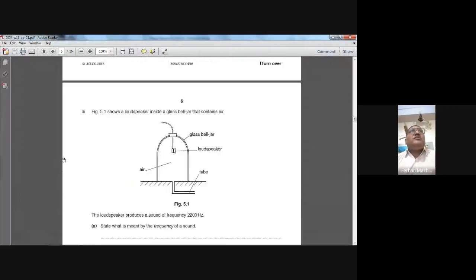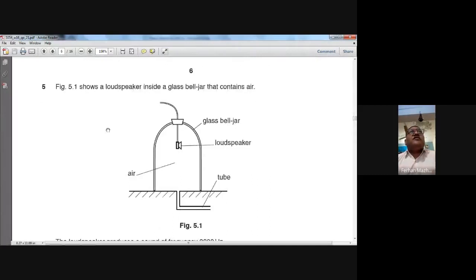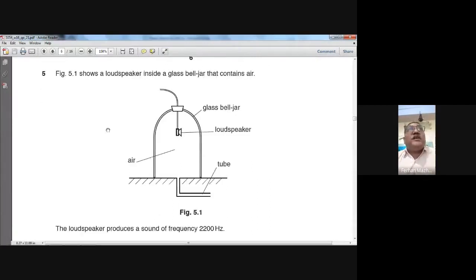Okay, question number 5 is on your screen. It's talking about figure 5.1 shows a loudspeaker inside a glass bell jar that contains air. The loudspeaker produces a sound of frequency 2200 hertz. So it's a bell jar. Here we have a vacuum pump connected. So if you remember the bell jar experiment. Okay, so what's the question?